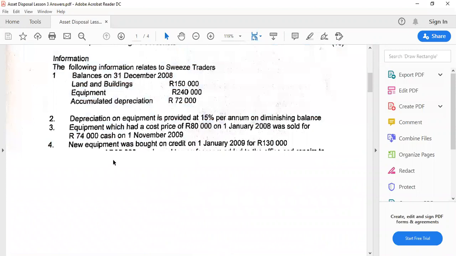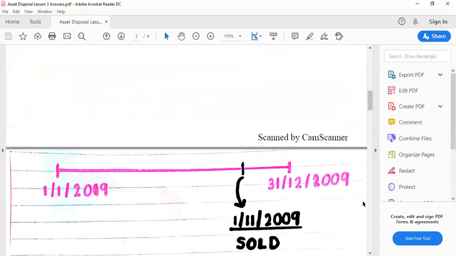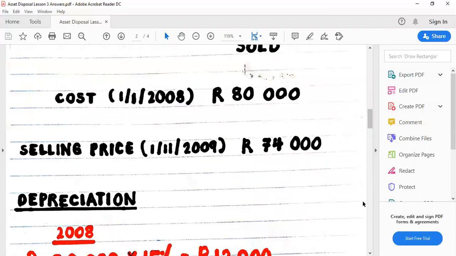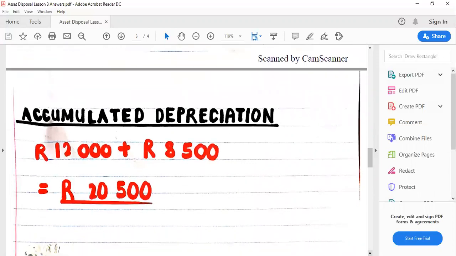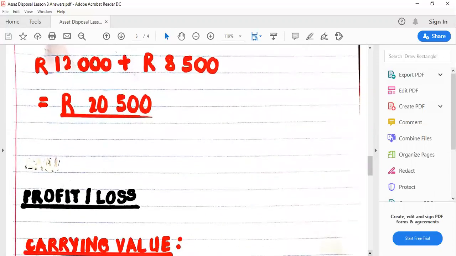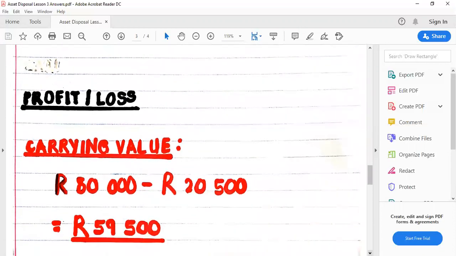So the equipment was sold for 74,000 Rand. Let's go back and think about it. 74,000 Rand is what we've sold the equipment for, while it was actually worth 59,500. So we've actually sold the equipment for a higher price than what it is worth. So that is actually a profit, okay? Because we've sold it for more than what it's worth.